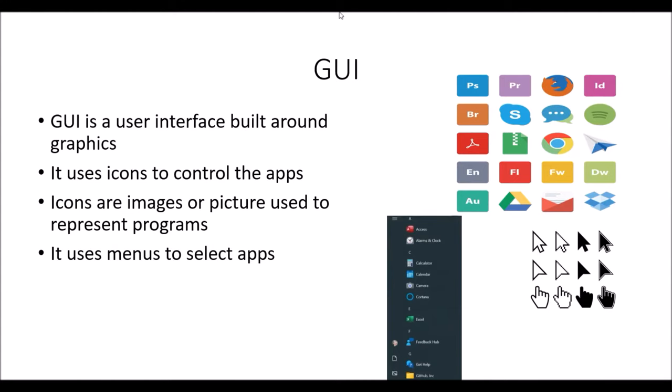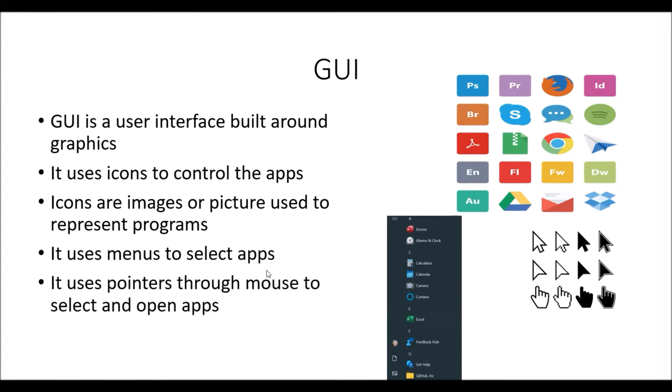So whenever you are asked to talk about the GUI, you can say anything you remember from this point. So you can see the cursor as it is moving. So you see the menu to select anything. You see the icons. All these ones are what we call GUI.